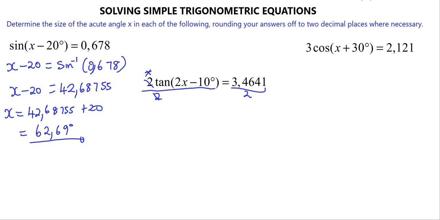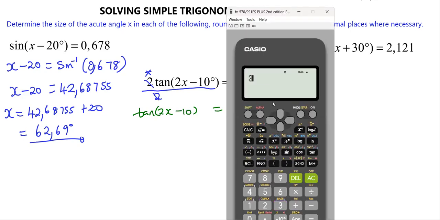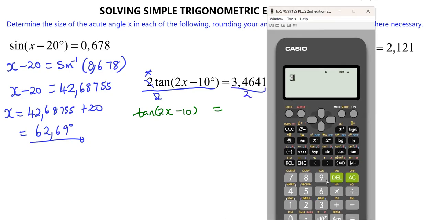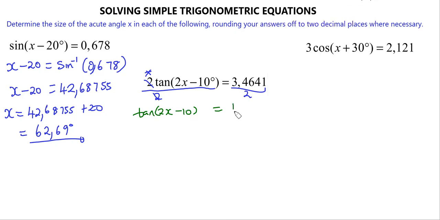Let me use another color there. So it's going to be tan(2x minus 10) is equal to, let's see what we get there, 3,4641 divided by 2, 1,73205. Now, if you do that, you need now to get rid of the tan.